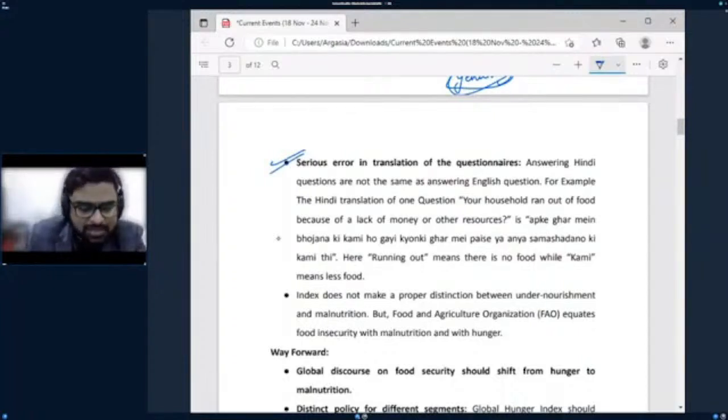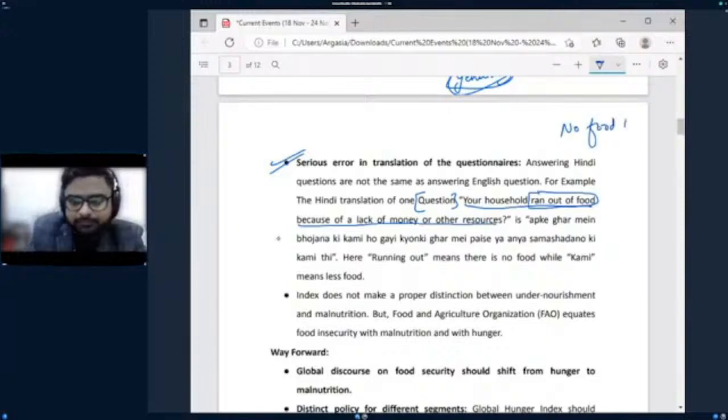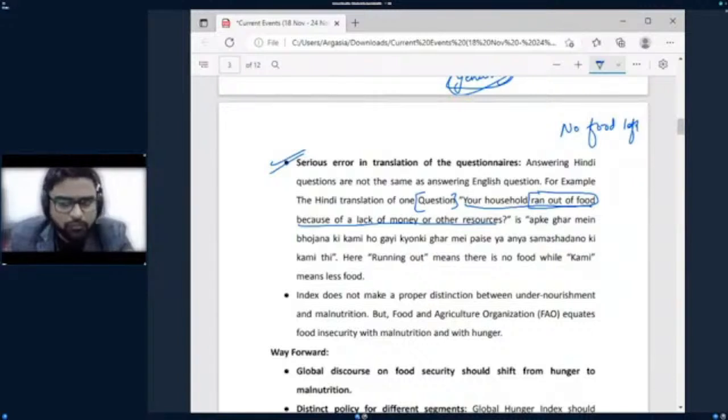In this sample survey, they use questions. In questions, for example, the question is, your household ran out of food because of lack of money or other resources. The key word is ran out of. Ran out of means you have no food left. When I ask you whether you ran out of food, it means ran out of. You have no food left.